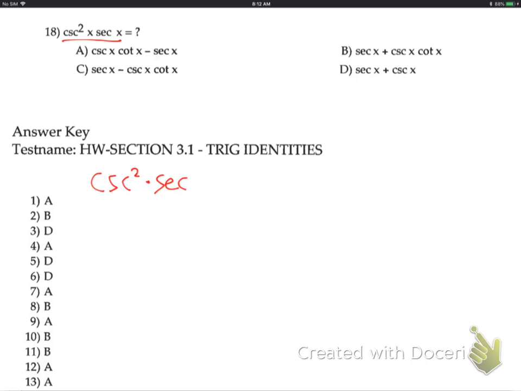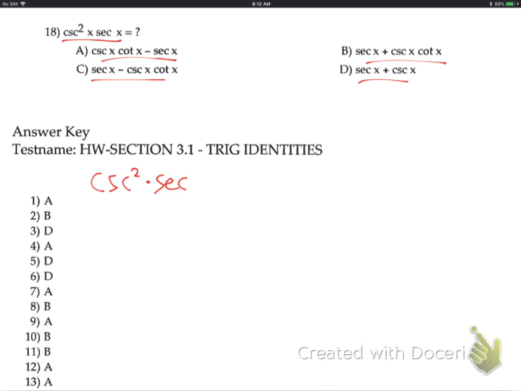18 is really tricky. If you look at the answers, notice, they're all adding, subtracting. Do you see that? How are we going to go? The real trick on this one is how are we going to go from multiplying a couple of things to adding, subtracting? That's weird. How do we do that?